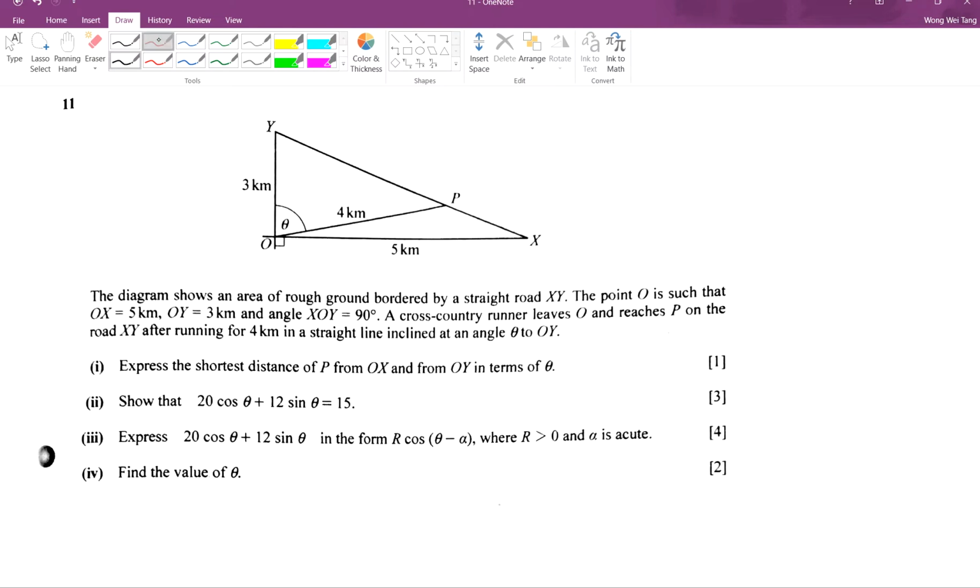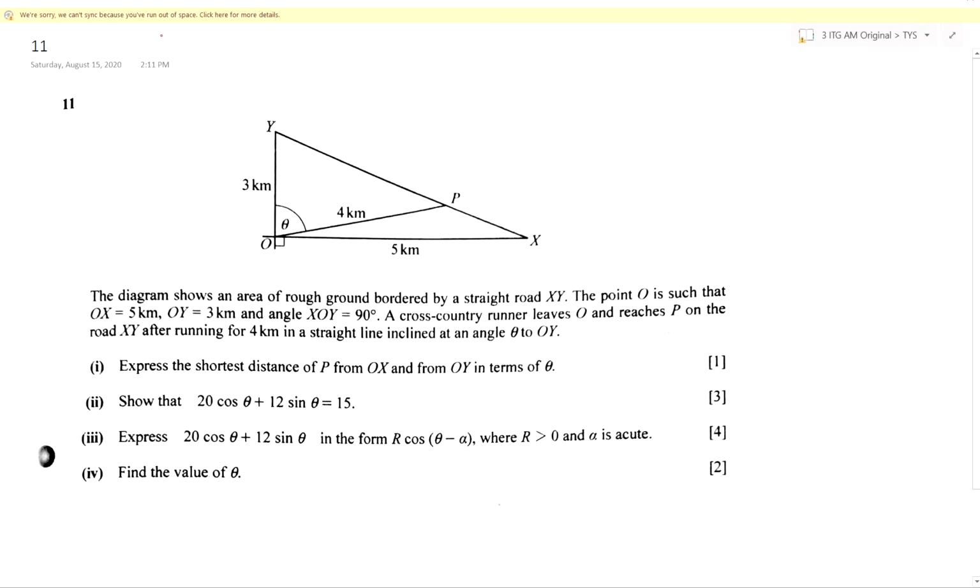Right, in question 11, we are required to find the shortest distance of P from OX. Okay, so this is our required value, as well as the shortest distance of the same P from OY. And we have to find this in terms of theta. So making use of the fact that OY is perpendicular to OX, then we have a pair of parallel lines over here. Since this angle is theta, this angle over here is also theta, by alternate angles, parallel lines.